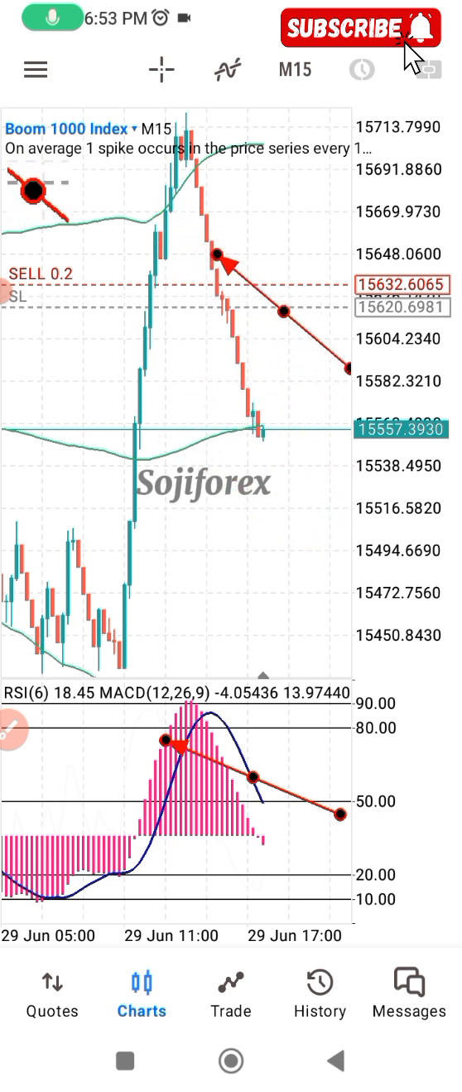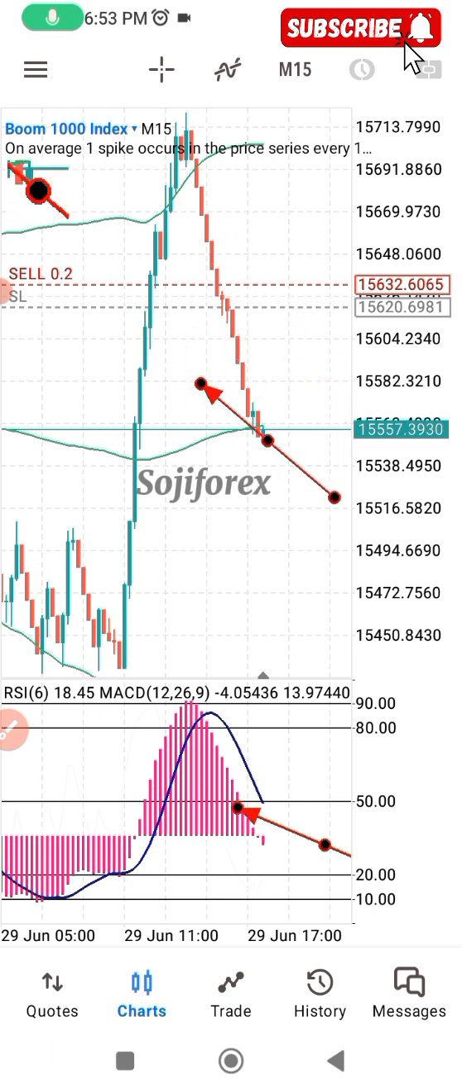Once you have that, you will wait to see the histogram line drop below the level of 80. You can see how it is dropping. And once it is dropping, you want to see the MACD signal line, which is this blue moving average, cross the level of 80. Once this is established, you go in for your sell. Your first take profit is at the 50 zone and your stop loss is at the previous high. And you can see how this is playing out beautifully.